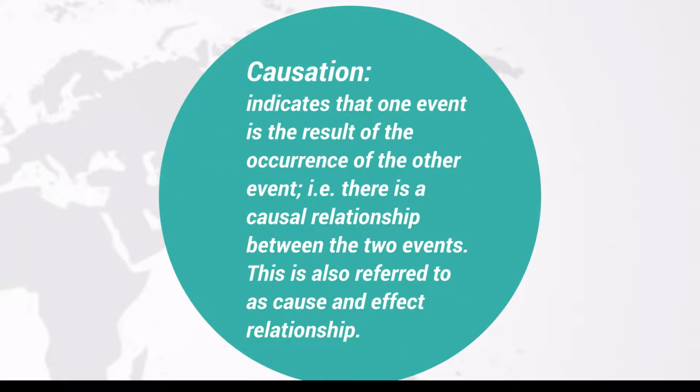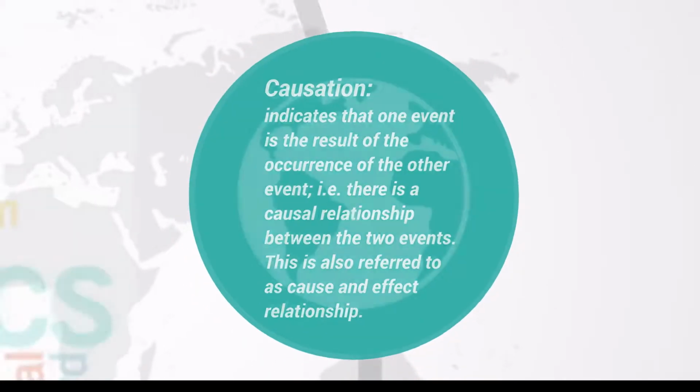The definition of causation indicates that one event is the result of the occurrence of the other event. In other words, there is a causal relationship between the two events. This is also referred to as the cause and effect relationship.